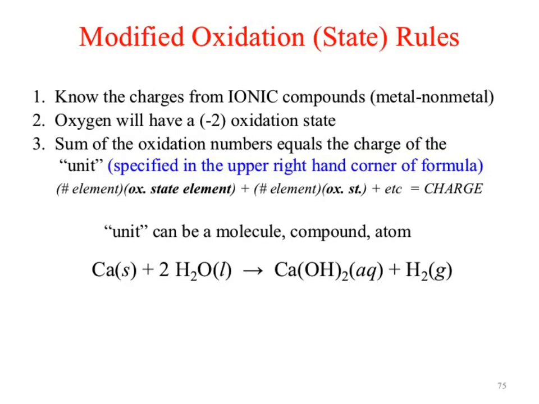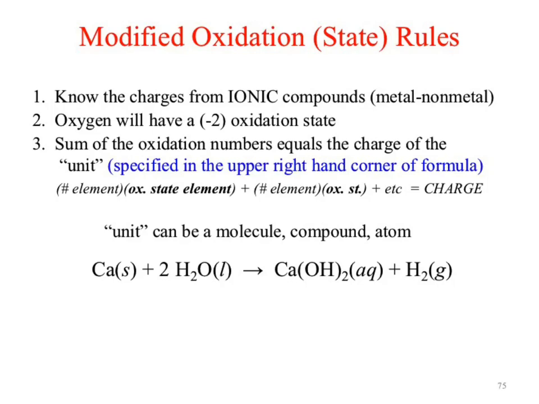So, our oxidation state rules: for ionic compounds, you have to know those charges. Oxygen will always have a minus 2. The next one, the sum of your oxidation numbers equals the charge on the unit. That's this fancy formula here. For those of you that remember the formula that I told you to use for nomenclature, guess what? It's pretty much the same thing. The only thing I modified is that instead of saying charge in each of those boxes, I've now specified oxidation state. Because it is an oxidation state. When you were calculating it in nomenclature, that was oxidation state, not charge.